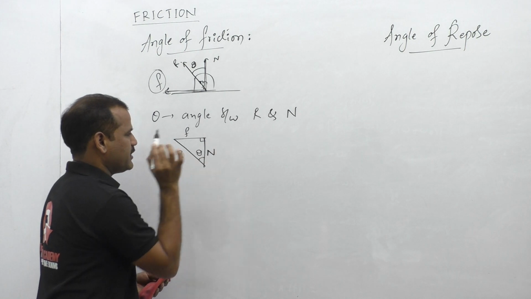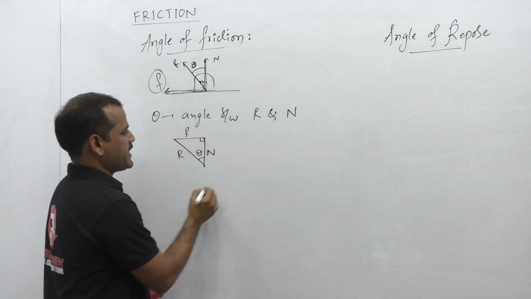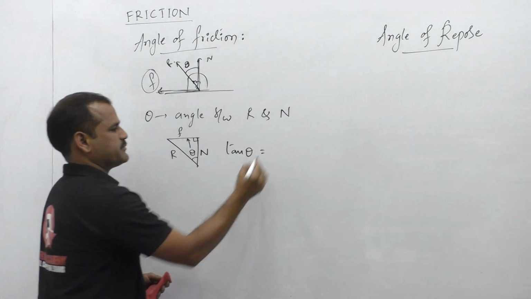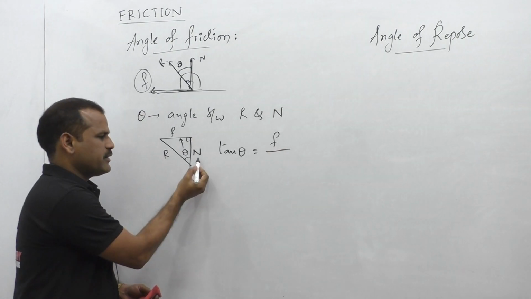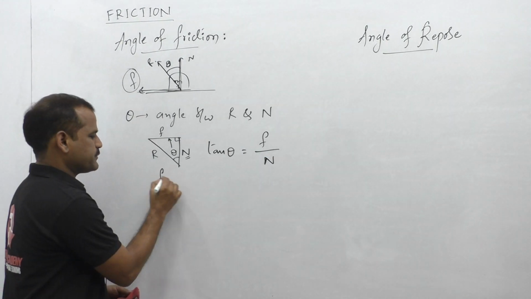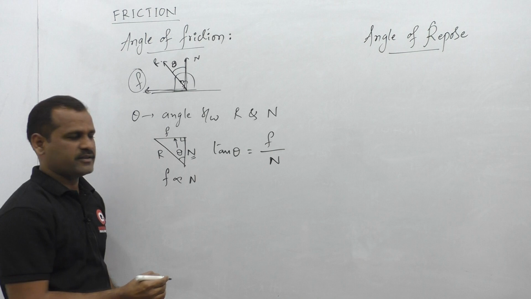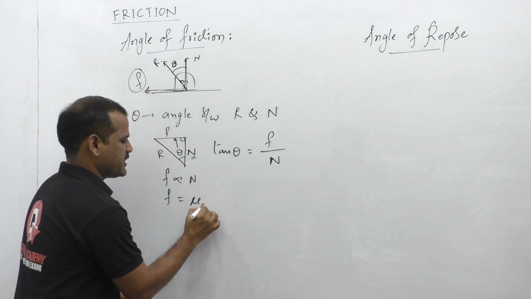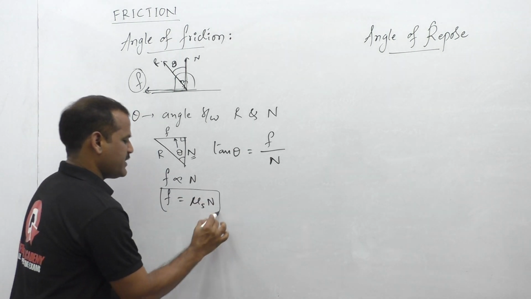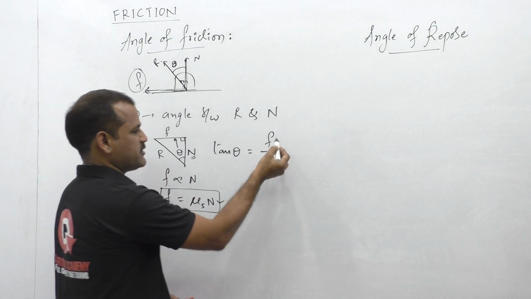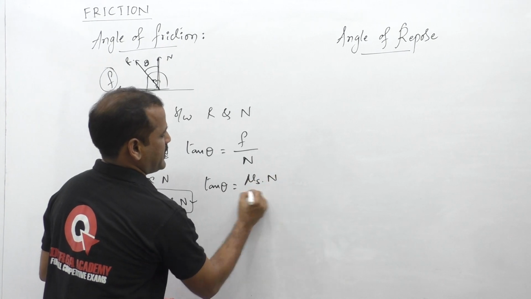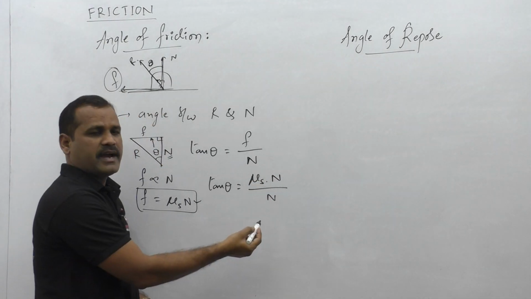If this is a right-angled triangle, what is tan theta for this triangle? Opposite side, that is F, divided by adjacent side, that is N. And we know that the frictional force is proportional to the normal reaction, and this proportionality constant, let us take it as the static friction coefficient mu s. So F is mu s N. Let us substitute this in the numerator, so tan theta is equal to mu s N divided by N, so that N cancels.